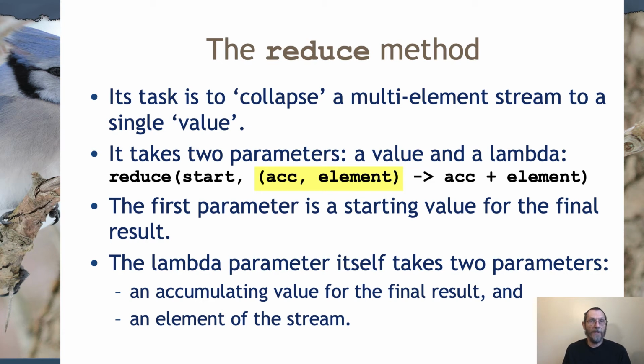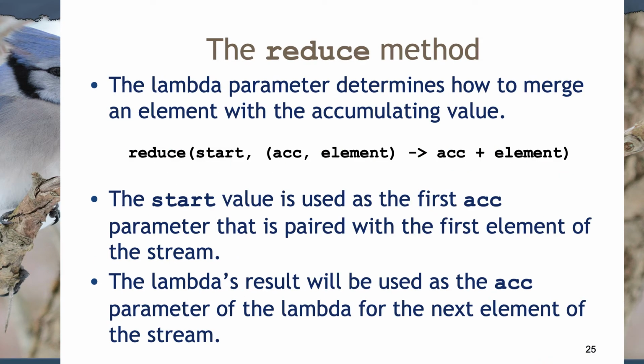The first parameter to the lambda is what we call an accumulating value, and the second parameter to the lambda is one element of the stream. And the right hand side of the lambda says combine the element of the stream with the accumulating value, and then the resulting value from that will be passed on to the next application of the reduction to what remains of the stream. So let's try and look at that in a little bit more detail.